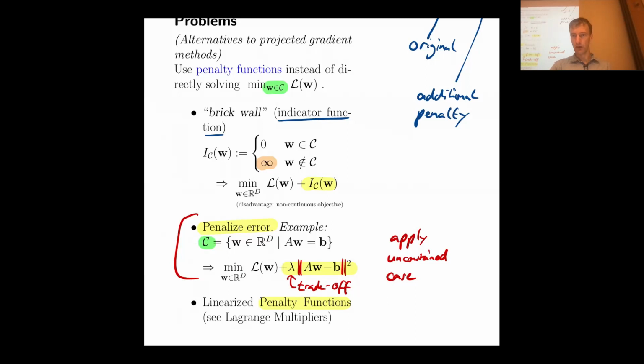Okay, so the question is, if you have a set C, then how could I construct a matrix A which would describe my set C? That's a very good question. Thanks, people on Zoom, by the way. But this is not always possible.